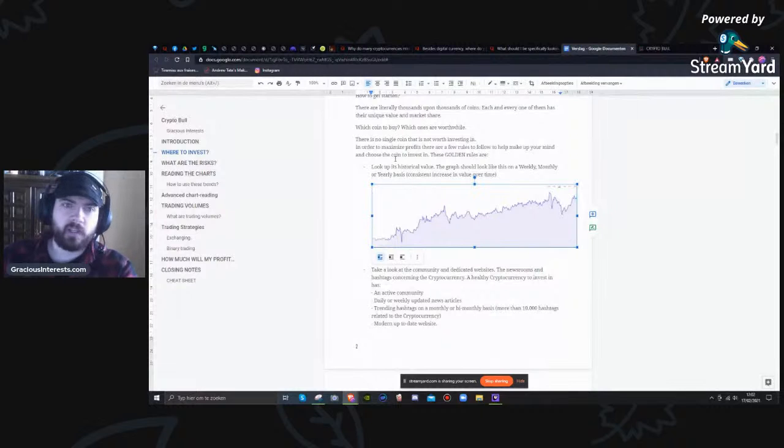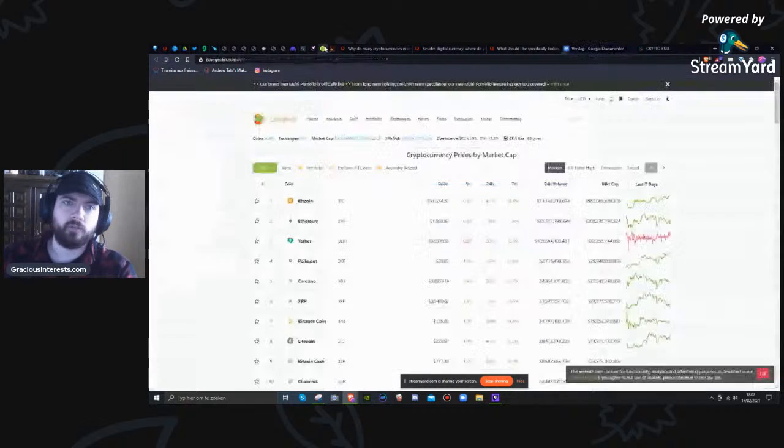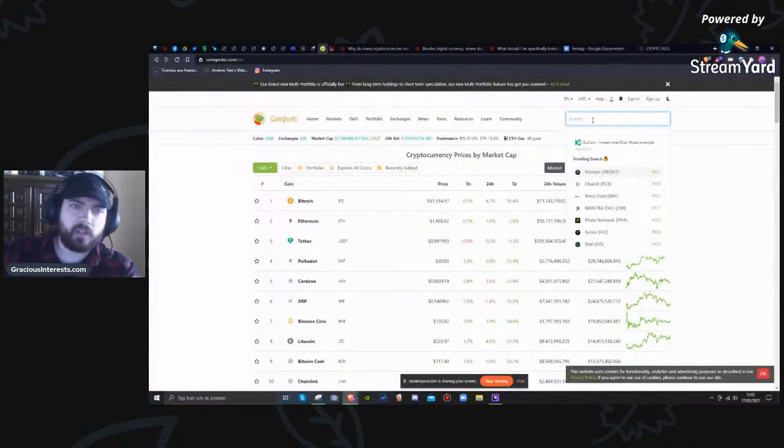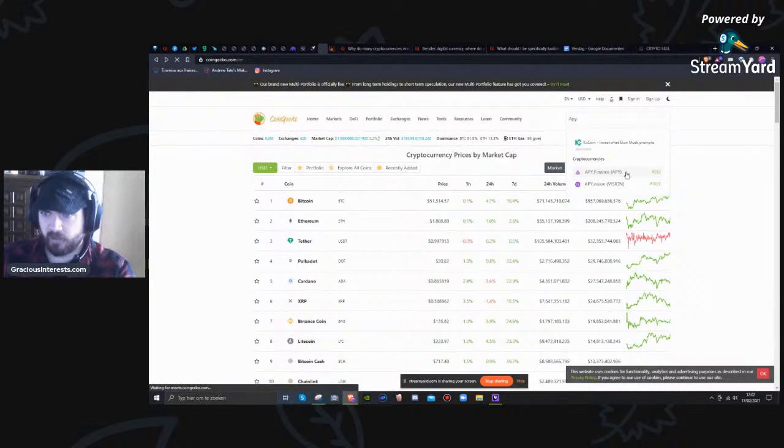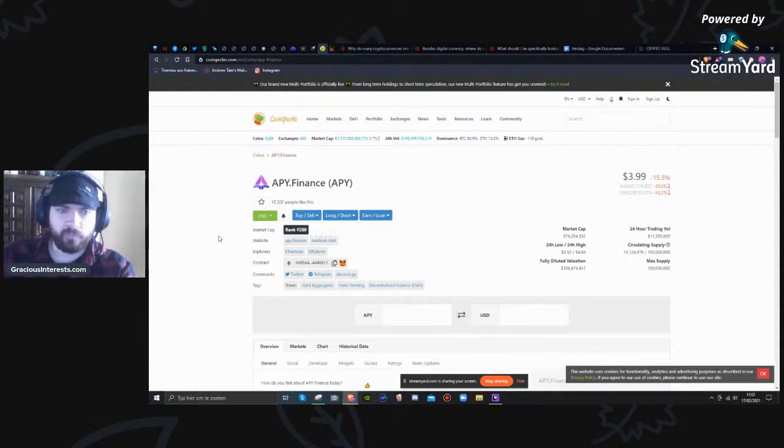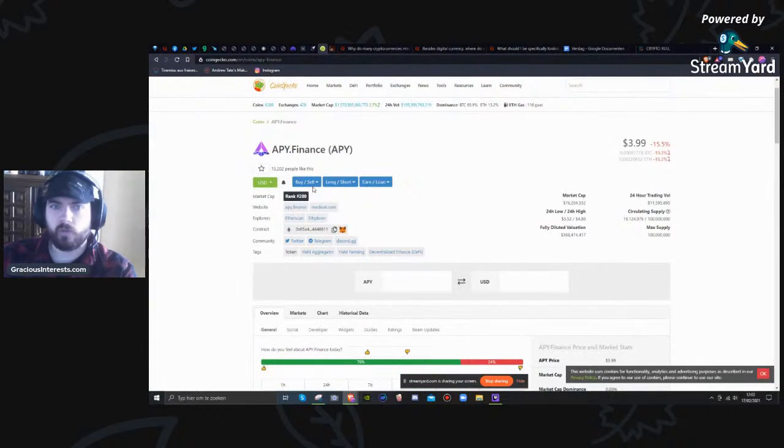How do we start by analyzing this coin? Well, there exist two websites, coinmarketcap.com and CoinGecko. I'm going to use CoinGecko. CoinGecko is a website which lists all current, or most current, existing cryptocurrency projects. Simply going to look up APY.Finance, and I see here rank number 282. What do we see here? Well, what we see on screen is its actual value, $3.99.